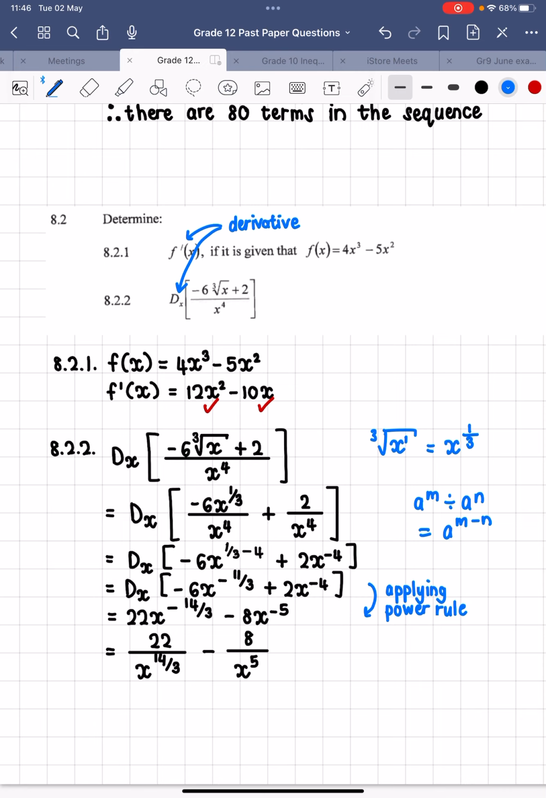Again, you could use your calculator for this multiplication if you wanted to. It's negative 6 times negative 11 over 3. That gives you 22. And then x. And then again, you can use your calculator if you want to. Negative 11 over 3 minus 1. Remember, you always subtract 1 from the exponent. And you get that. The next one is not as bad. It's 2 times negative 4 is negative 8. And again, you minus 1 from the exponent. And then all that's left is for you to just take the negative exponents to the bottom of the fraction.